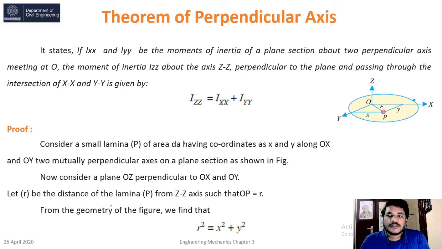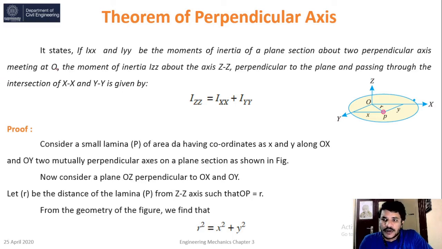There are two important theorems: number one is the theorem of perpendicular axis, and the other is the theorem of parallel axis. The theorem of perpendicular axis states that if Ix and Iyy are the moments of inertia of a plane section about two perpendicular axes meeting at this point, you can see in this figure, meeting at point O. This is the x-axis, this is the y-axis, and this is the third axis, the z-axis.